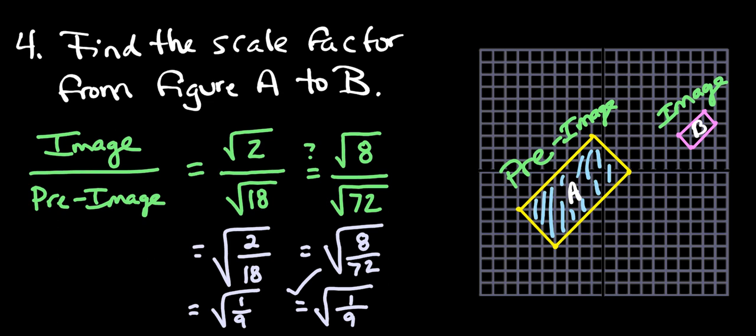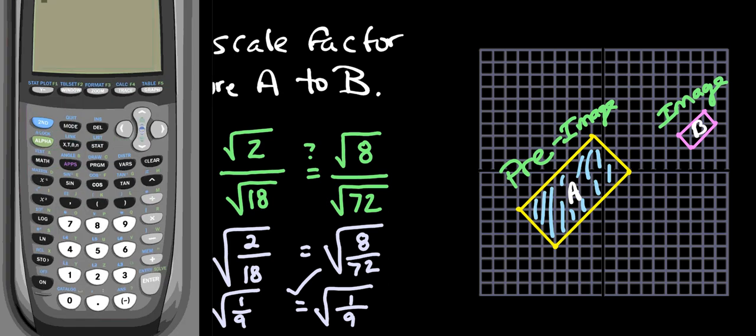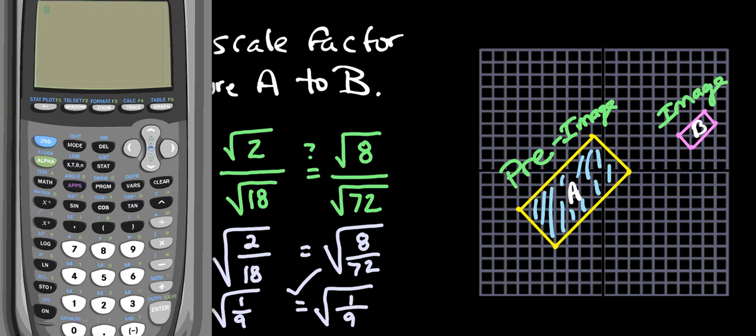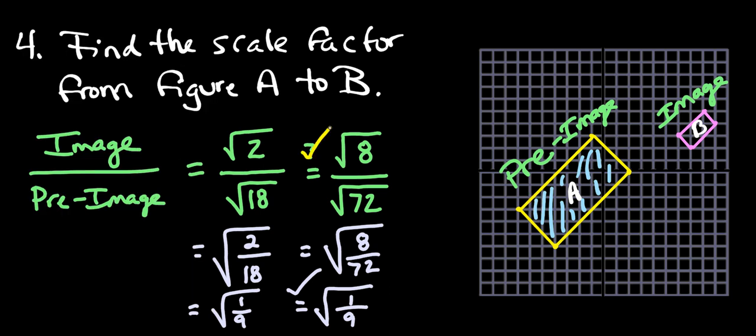But if that seems a little bit confusing to you, that's okay. Take your calculator, and let's go ahead and plug each of these into your calculator. So you'll have the square root of 2 divided by the square root of 18, and we get 1/3. Now let's go ahead and check the square root of 8 divided by the square root of 72, and we get 1/3. So that tells us that yes, indeed, these are definitely the same.